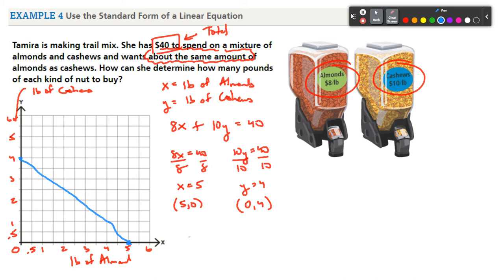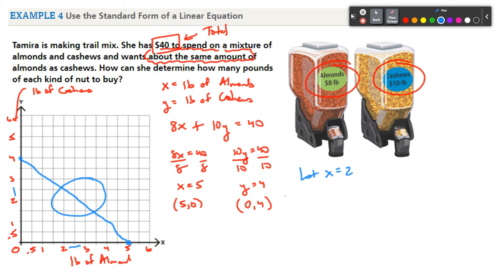And now here's where you have to kind of be flexible, right? It says about the same amount. So if I look right around here, right around between 2 and 3 and between 2 and 3, that to me is when they're about the same. So let's just pick, all right? Let's just say, let x equal 2, which means you're going to have 2 pounds of almonds.